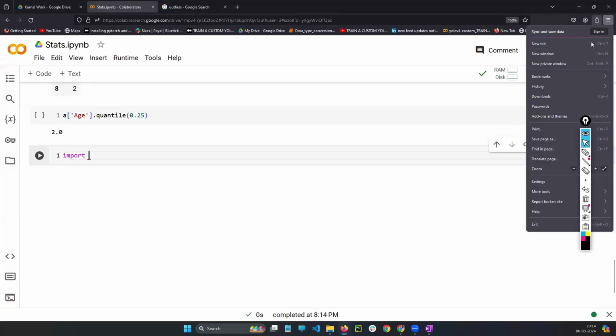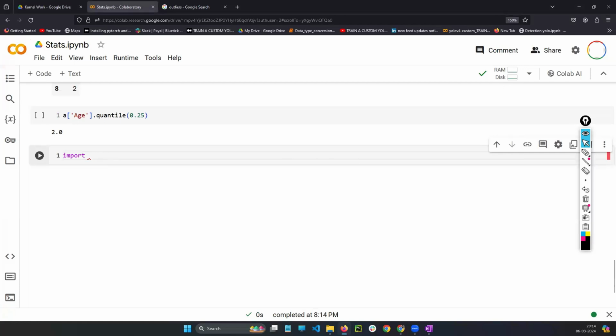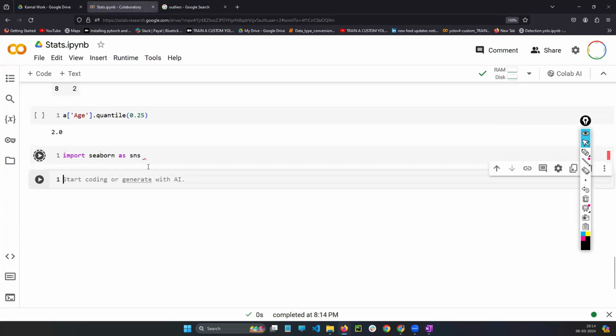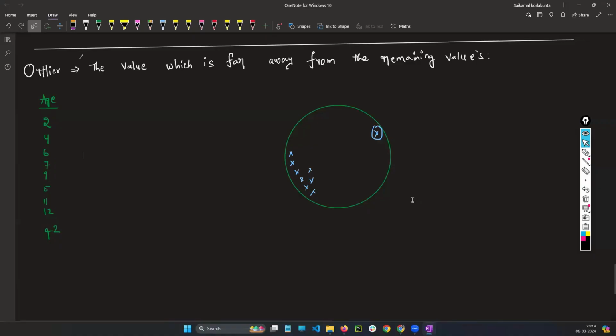Okay. So I'm going to import Seaborn as sns. I'm going to import the Seaborn library. But before that, first, I just want some data. Let me take the data manually and explain, then we'll apply it on a real data set.